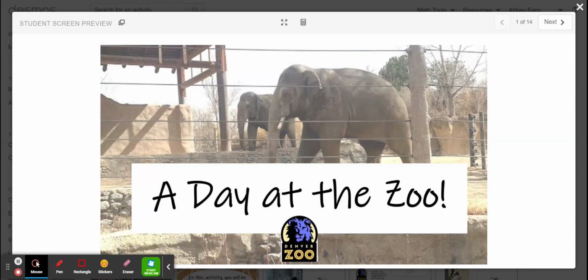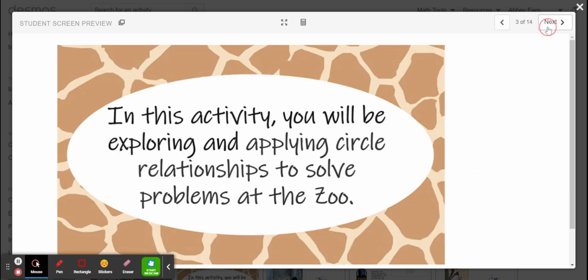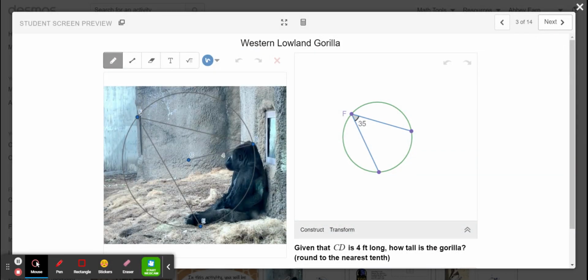Hi class, today you will be completing a day at the zoo activity. This is an activity that I made when I went on spring break and took a trip to the Denver Zoo. So in this activity, you will be exploring and applying circle relationships to solve problems at the zoo. So let's get started. You can join me now on slide 3.